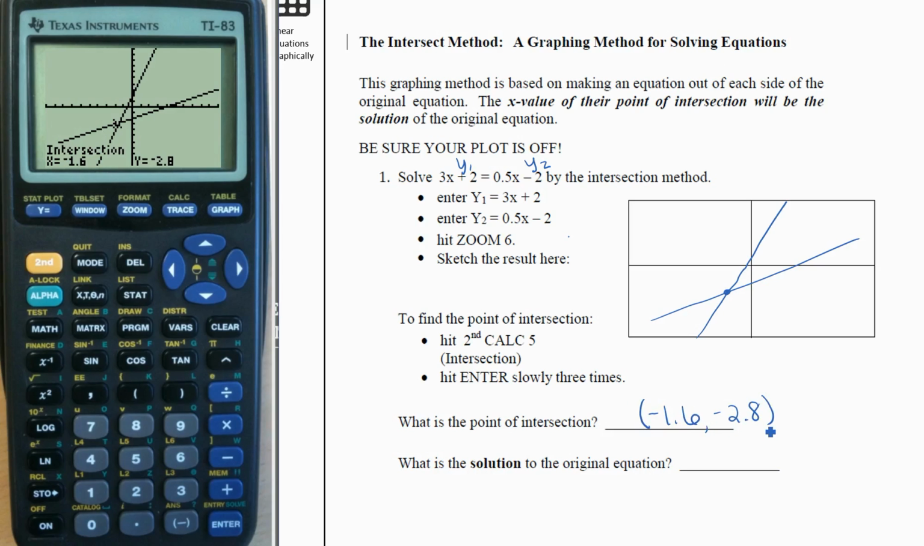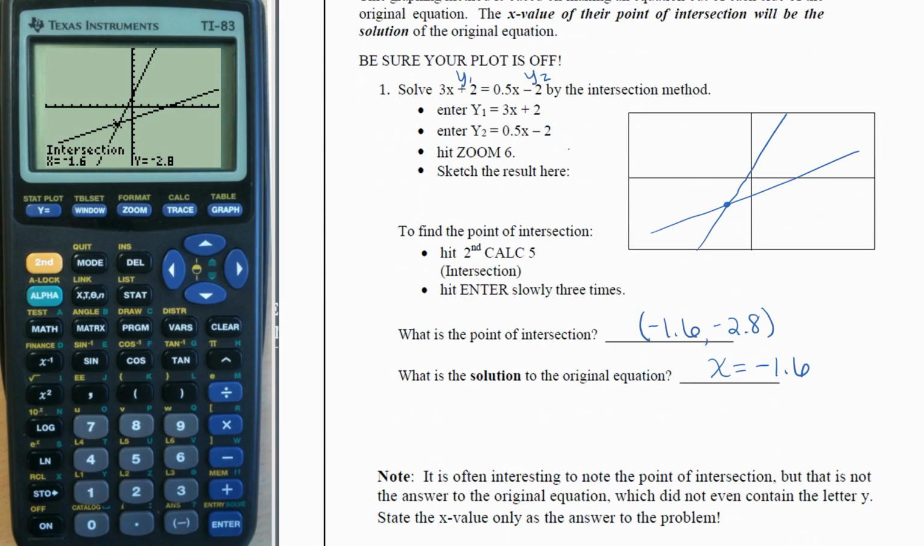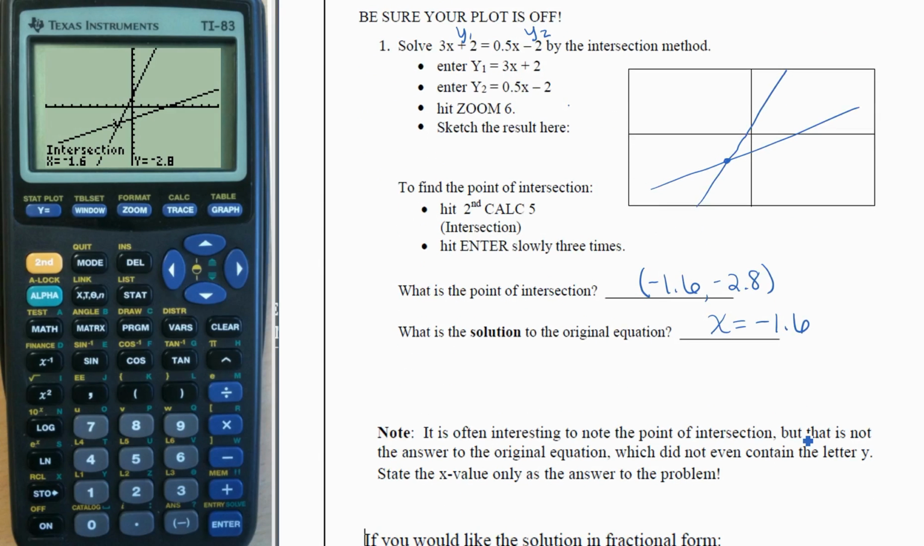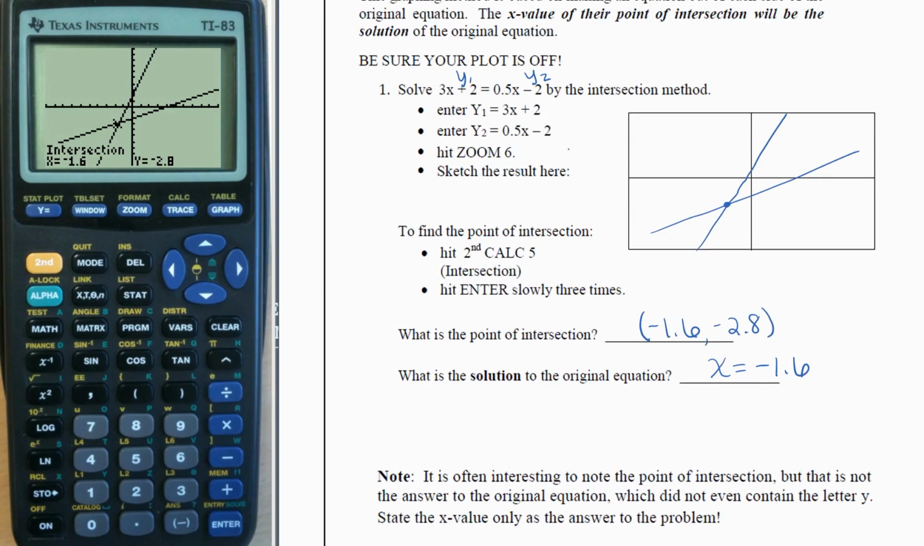The solution is just the x-coordinate. We would say x equals -1.6. This just reminds you, it's often interesting to note the point of intersection, but that's not our actual answer. Here we're looking for what x is, so we just say what x is.